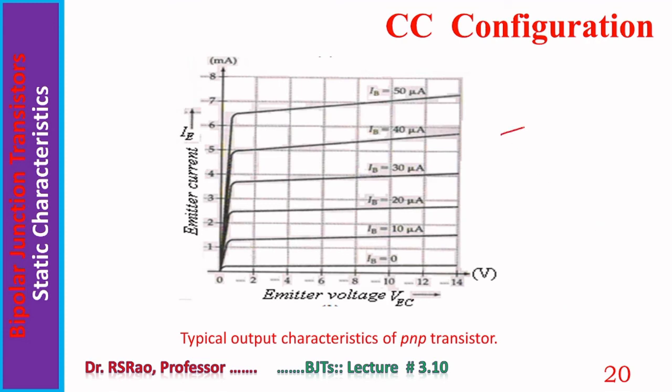Here are shown the output characteristics of CC configuration: emitter voltage, emitter current for different base currents. One point one can note, a simple point, is that base current here is 50 microamperes, whereas the corresponding emitter current is 7 milliamperes. Base current is small when compared to emitter current or collector current. It is always small, whatever the configuration, whatever the transistor type.